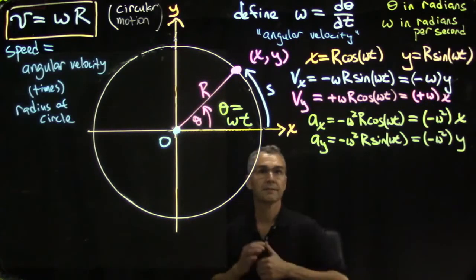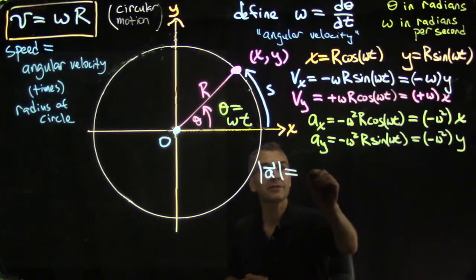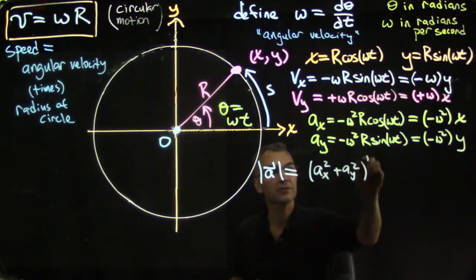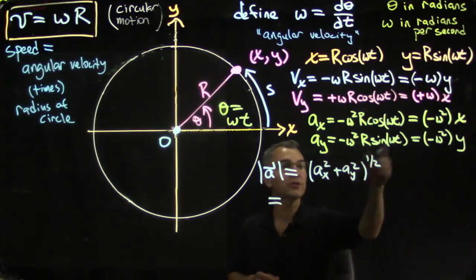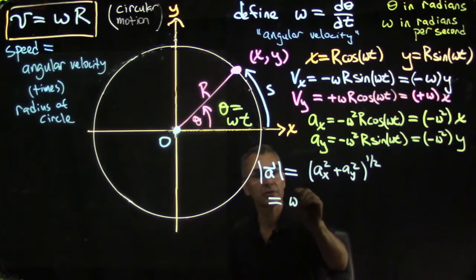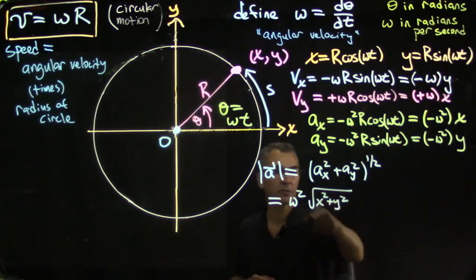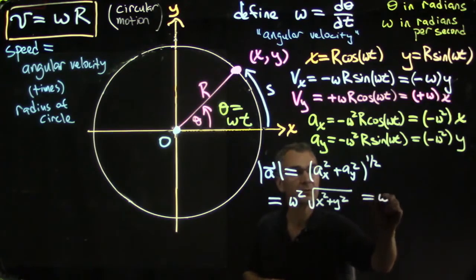Then, by analogous methods, the magnitude of the acceleration vector is the square root of ax squared plus ay squared, which is, so we could do it either this way or this way. Let's do it this way. So this is omega squared times the square root of x squared plus y squared. And the square root of x squared plus y squared is just the radius. So this is omega squared r.